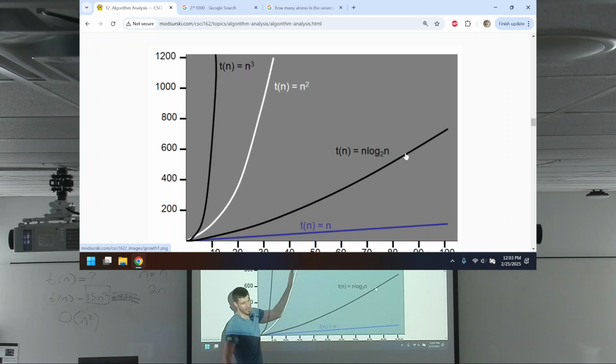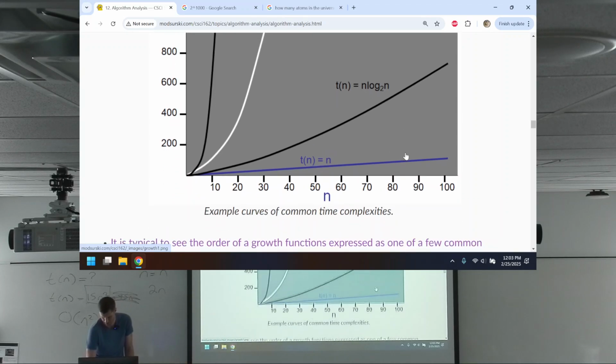And n times n is going to be bigger than n times something that's smaller than n, like log n, right? So it's in between. You could end up with ones like n log n, but we don't really talk about those. We keep it simple.